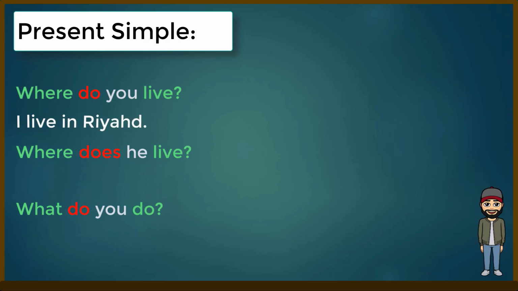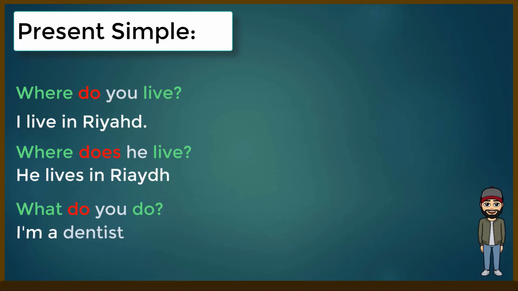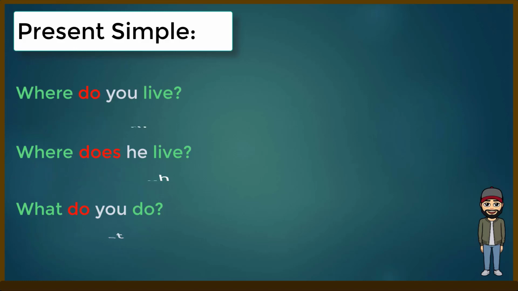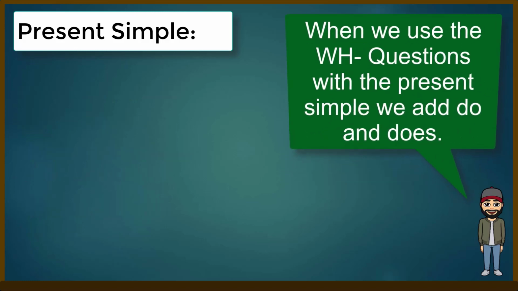Now, when we answer the questions, عندما نجيب على الأسئلة, we say, I live in Riyadh. He lives in Riyadh. I'm a dentist. When we use WH questions with the present simple, we add do and does. عندما نستخدم أسئلة WH مع المضارع البسيط نضيف do أو does للسؤال.